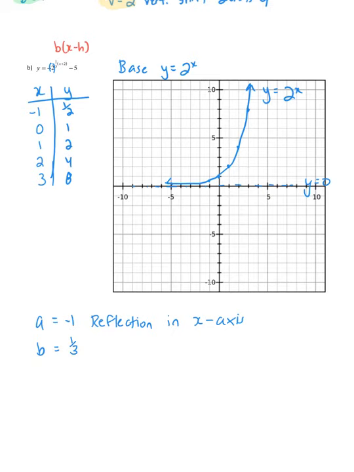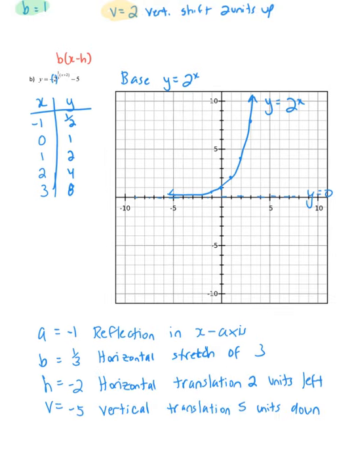So b is 1/3, which means there is a horizontal stretch of 3. Remember, brackets lie, the opposite is happening. And then we can see h is -2. Remember to take the opposite sign inside the brackets. So that means we have a horizontal translation 2 units to the left. And v is -5, which means a vertical translation 5 units down.